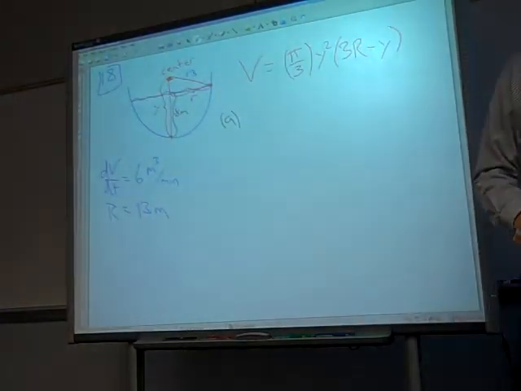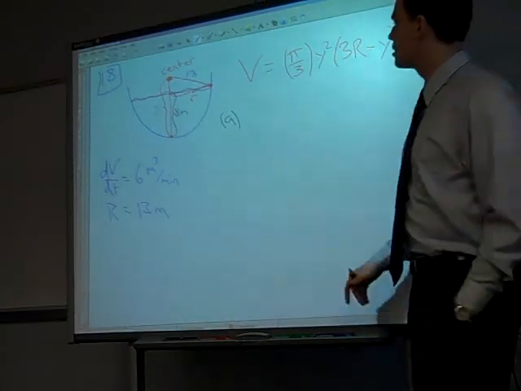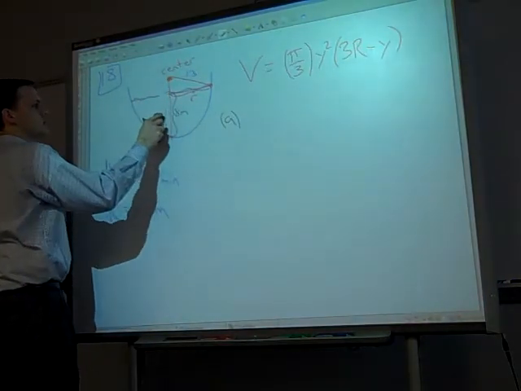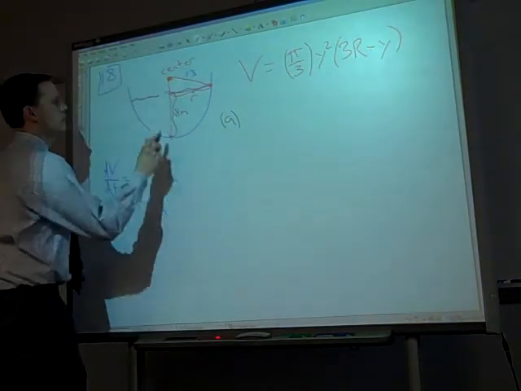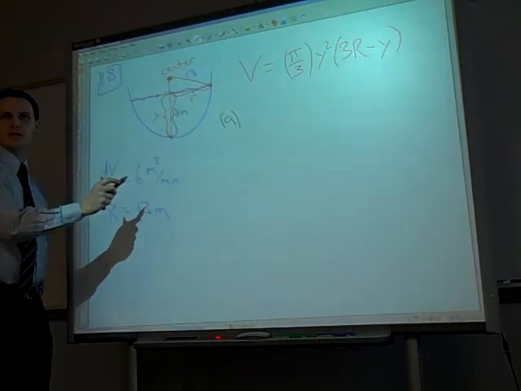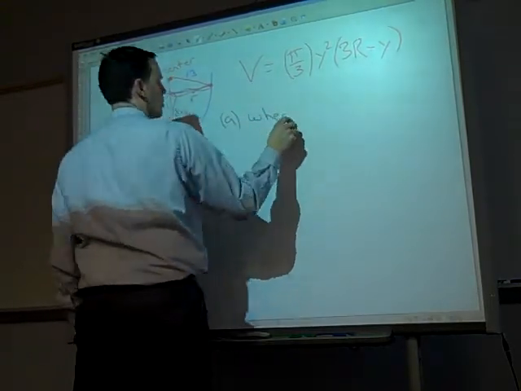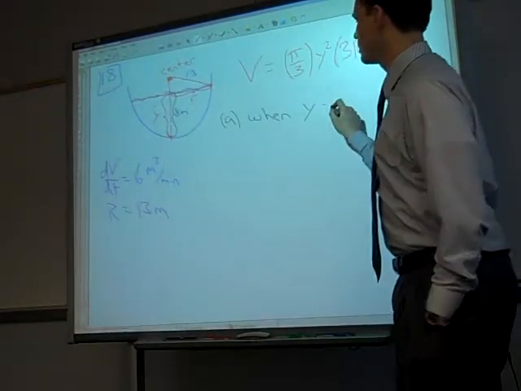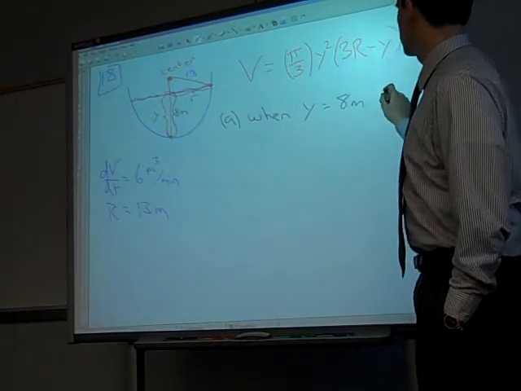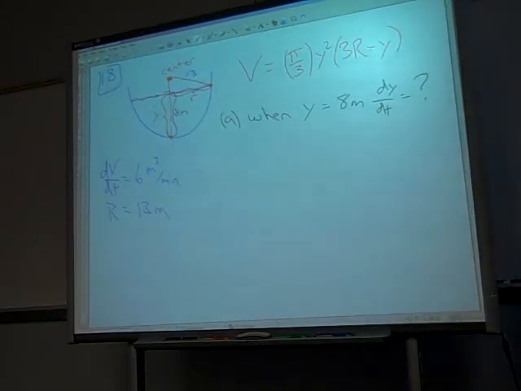What do we want to call distance y? Is it y, r? No, actually, y is going to be just this piece down here. This would be y, because the whole thing is 13, isn't it? So, in summary, question A says when y is equal to 8 meters, dy/dt equals what? That's the question.